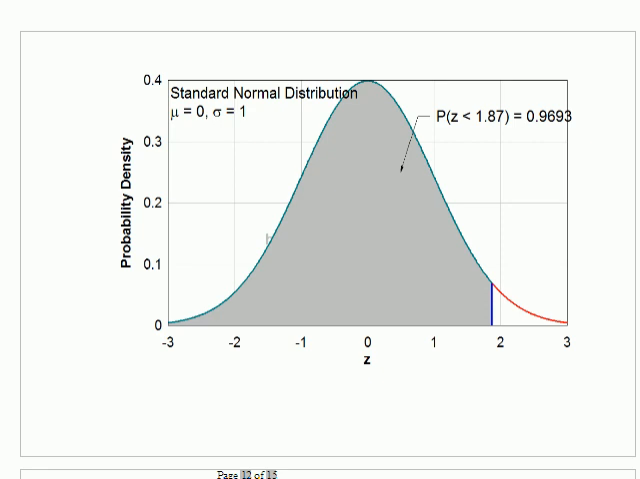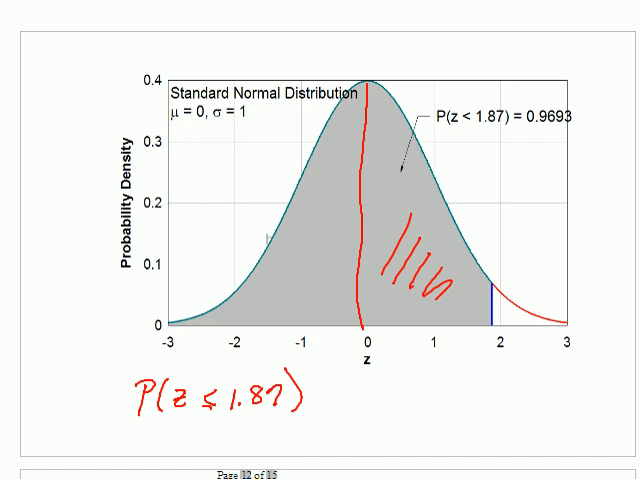So let's look at how to do another type of problem. We want the probability that z is less than or equal to 1.67. In the tables, all you have is this area. You can look that up. So this is your 1.87. But then you have to add to it this area, and this area is 0.5. That's in your homework somewhere.